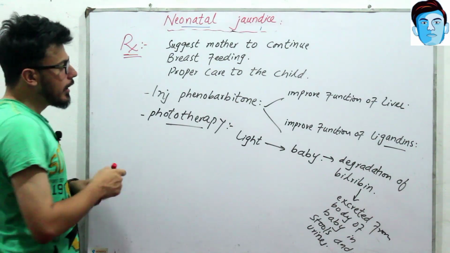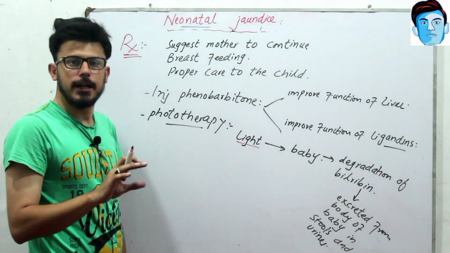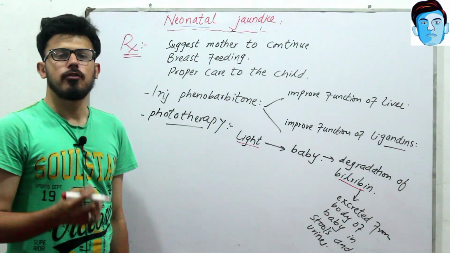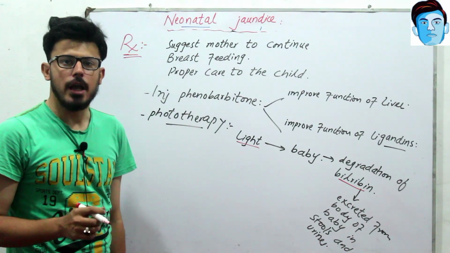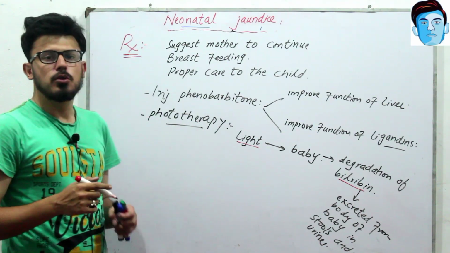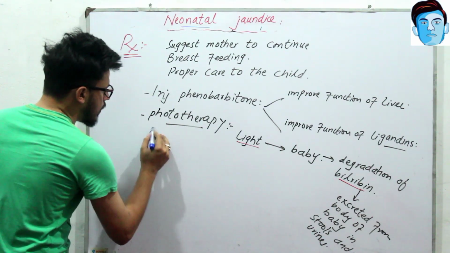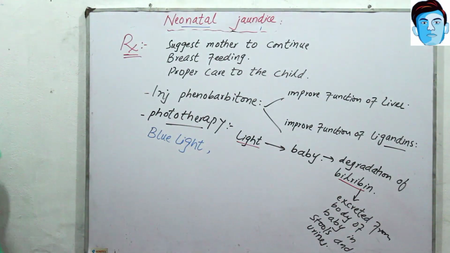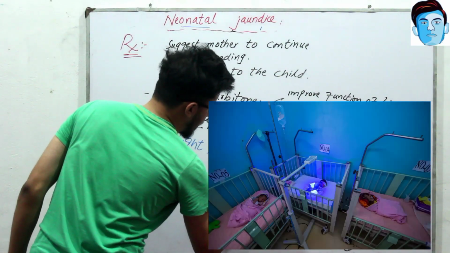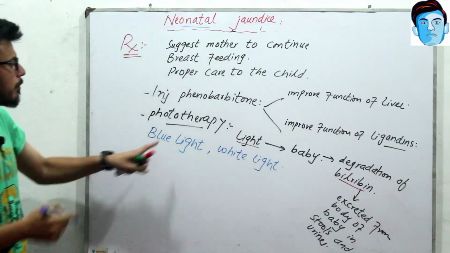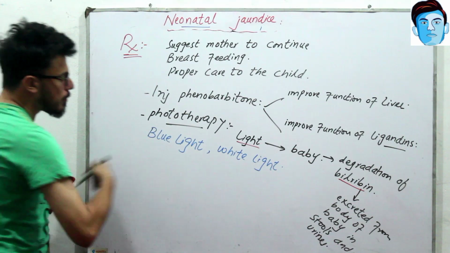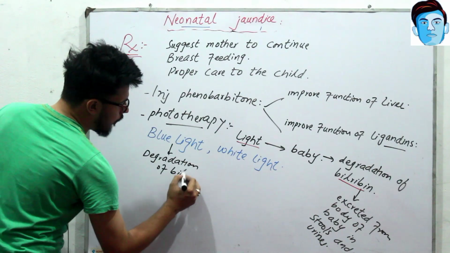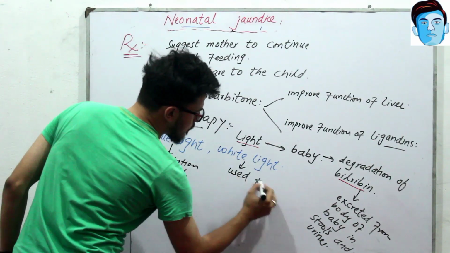So in phototherapy, light is passed on the baby. Ultimately there is degradation of bilirubin, and that degradation leads to excretion of bilirubin from the body in the form of stercobilinogen and urobilinogen in stools and urine. Now in phototherapy we use two lights. First is blue light and white light. The blue light is responsible for degradation of bilirubin, while white light is used for observations.